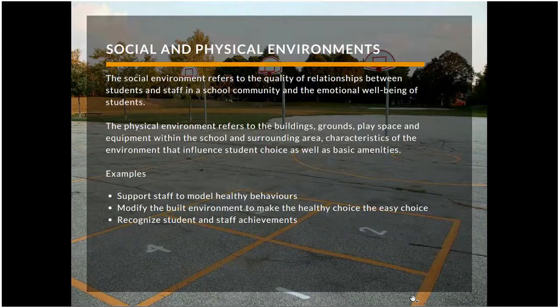A few examples of how a school might improve social and physical environments could include supporting staff to role model healthy behaviors, modifying the environment by offering healthy foods, promoting physical activity and active games by providing equipment or painting lines in the schoolyard, and ensuring that spaces are designed for use by individuals with a wide range of physical abilities and characteristics, and by offering recognition for students and staff achievements across a wide range of domains such as academics, arts, athletics, community service and involvement, and leadership.